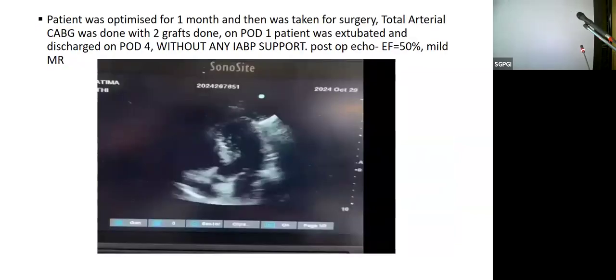We operated on this patient. We did the total arterial revascularization after a month. So we waited for a month. We assessed the patient every day. We optimized the patient. What happened? At the end of the month, the severe MR had come to mild to moderate, and the ejection fraction also improved by 5%. And this is the post-op echo.